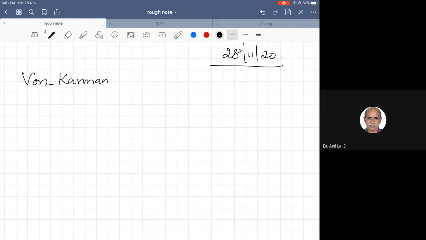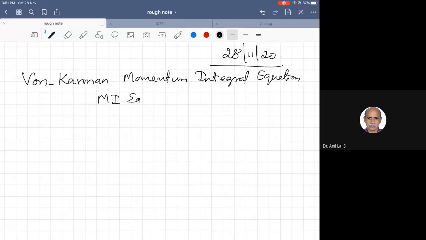Von-Karman momentum integral equation. It is also called the MI equation, momentum integral equation. This equation can be derived by integrating the Prandtl boundary layer equations.